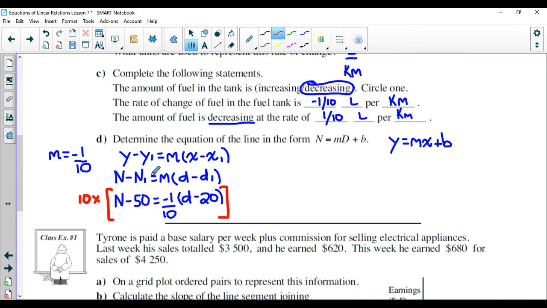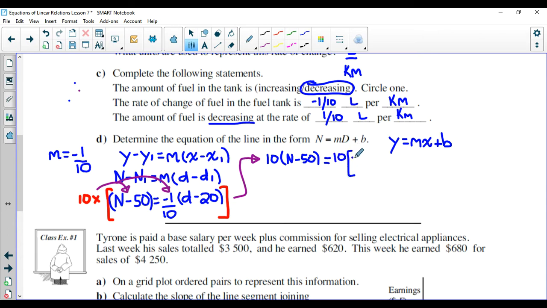So let's go 10 multiplied by. Okay, now this 10 is going to get multiplied by the left-hand side of the equation, which we put in brackets. We're going to take this 10 and multiply it by this, and we're also going to multiply it by that. Okay, let's bring it up here. So we would have 10 multiplied by n minus 50. We're going to have to use the distributive property in a moment to do this.